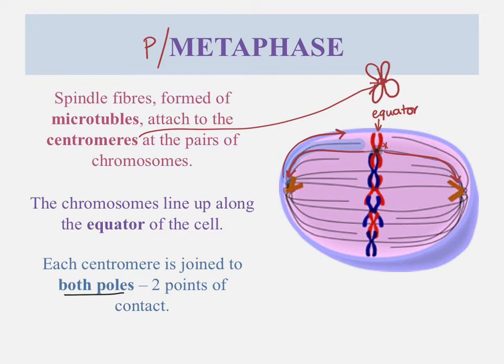Now, on the next slide, there is a little bit of a caveat. It's more of extra information that you might want to know about, especially if you're chasing an A or an A star. And this is called the metaphase checkpoint.